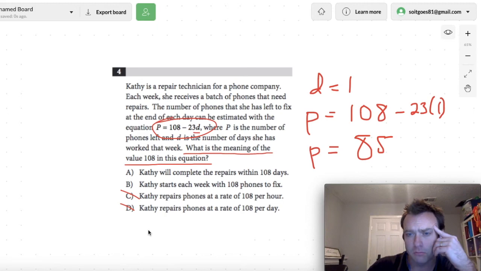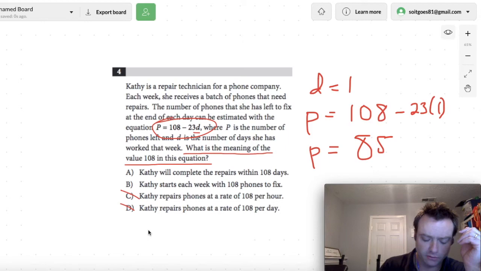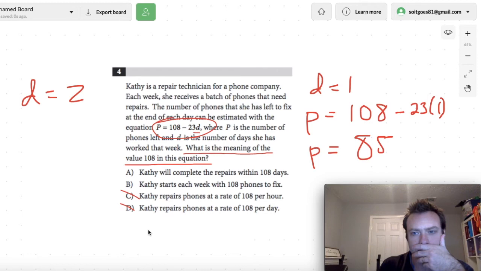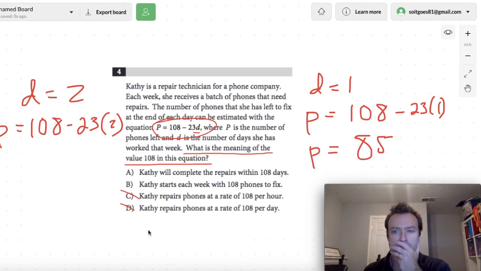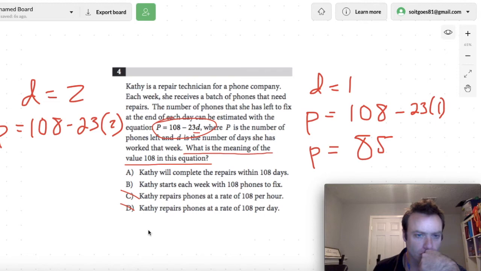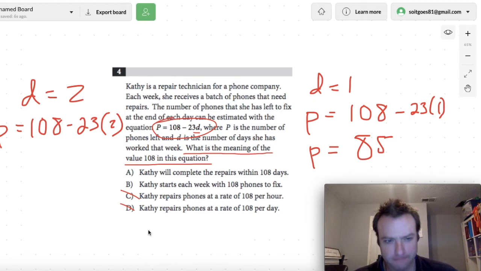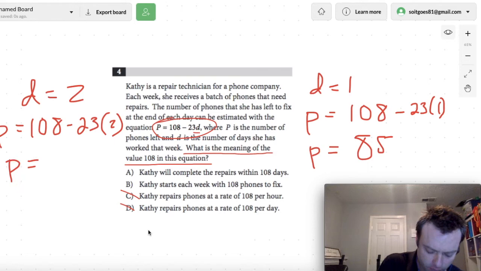Okay. Let's try it again. Let's make D equal 2. So I'm going to be here just to the left of the question. D equals 2. I'm going to plug in a 2 in place of D into the equation. So P equals 108 minus 23, not times D, but 23 times 2. So what's 23 times 2? 23 times 2 would be 46. Yeah, 46. And then 108 minus 46? That's 62. So P equals 62. So this means, Caden, when Kathy's worked 2 days, she's got 62 phones left to fix.